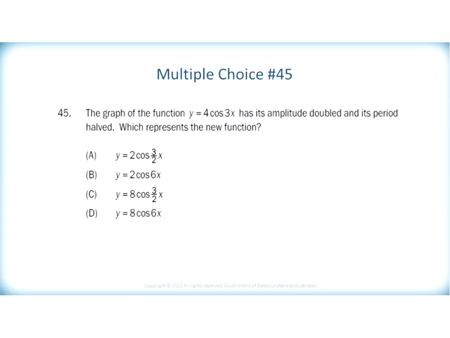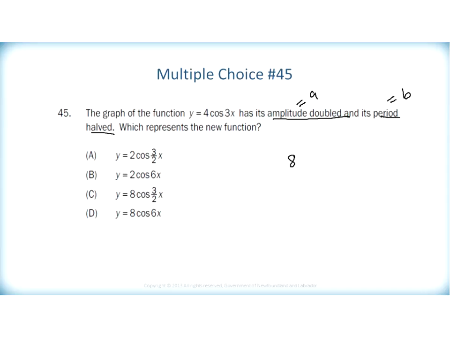The graph of the function y equals 4 cos 3x has an amplitude doubled, and its period is halved, which represents the new function. So its amplitude will have to do with A, and its period has to do with B. So if our amplitude is A, and it's doubled, then that would give us 8 for A. So now B and A are taken out of it. And you might want to say its period is half, so you want to take 3 and go 3 over 2, and that would be a mistake.